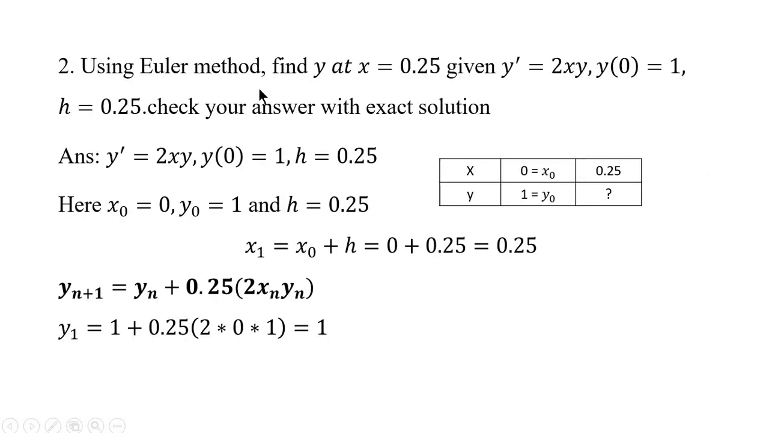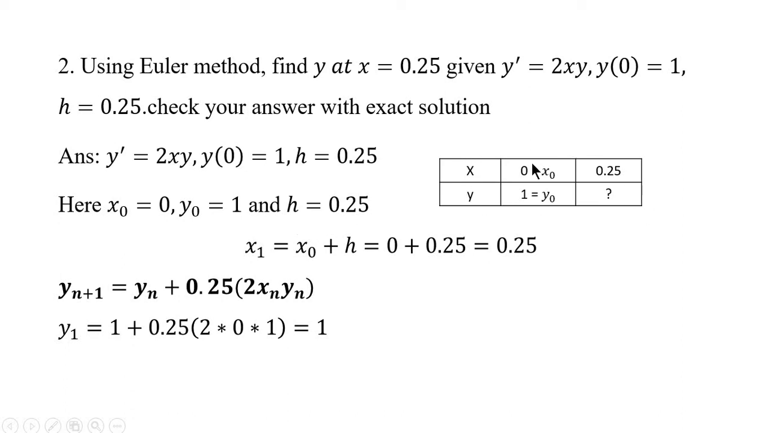Problem 2. Using Euler method, find the value of y at x equal to 0.25 given that y dash equal to 2xy, y at 0 equal to 1. Okay, so here let us write down the given data. dy by dx equal to 2xy, y at 0 is equal to 1. Since the value of h is given, let us take h as 0.25 itself. So using the equations above, we can conclude x naught is 0 and y naught is 1 and h is 0.25.